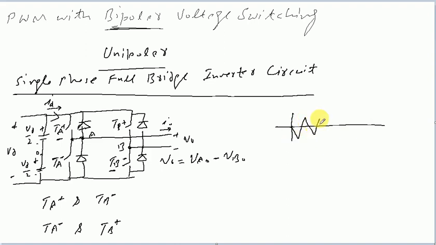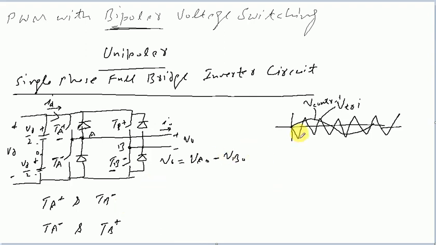Okay, and then we had a sinusoidal signal for comparison. Okay, so this was the triangular waveform and this was our control signal. If you remember that discussion, we had these conditions that when the control signal is greater than the triangular waveform, then this first pair of switches will be on and the output voltage will be equal to plus VD by 2.